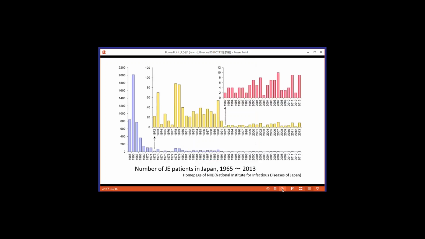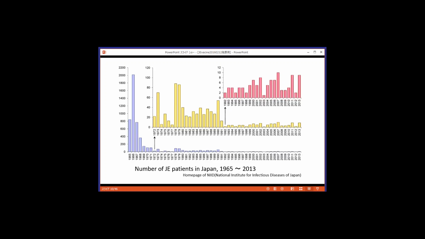And more, this figure shows the exact number of JE patients reported in Japan. In 1966, about 2,000 patients. In 1967, the JE vaccine was strongly recommended by the Ministry of Health and Welfare of the Japanese government, and in a few years, the number of patients fairly decreased, like this.